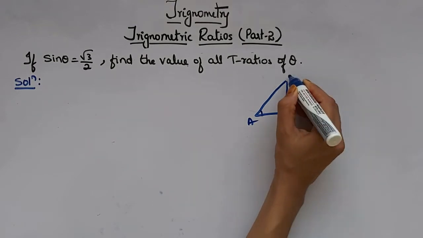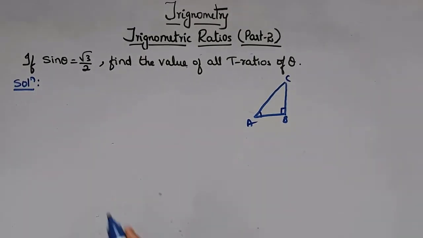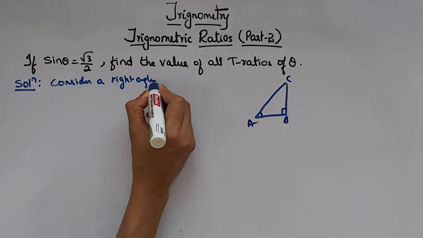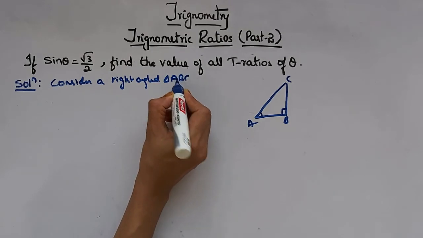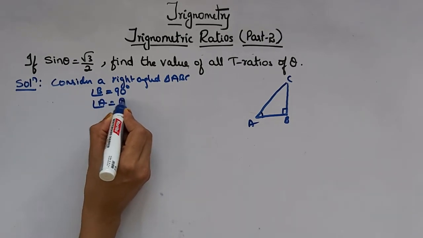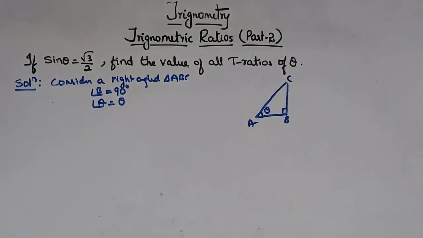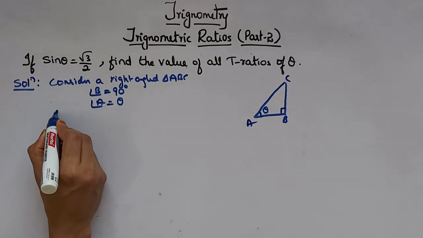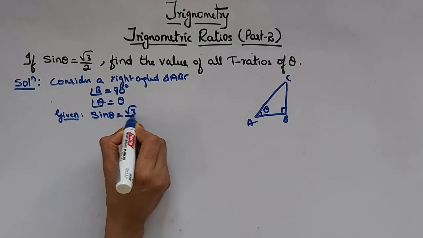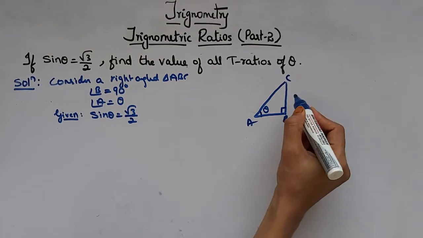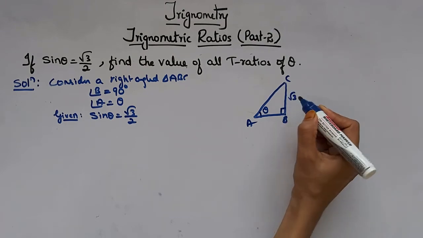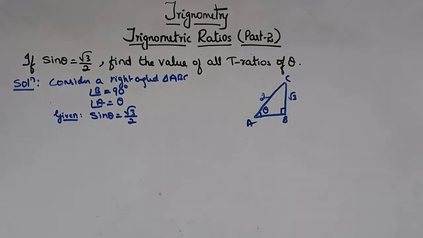Alright, A, B, C, and this is 90 degrees, right? So first let's write, consider a right angle triangle ABC, where angle B is 90 degrees and angle A is theta. Since it is given theta, it is theta here. So what is given? Given here is sin theta is equal to root 3 by 2. So we know sin theta is nothing but opposite by hypotenuse. So the value of BC is root 3 and your AC is 2.